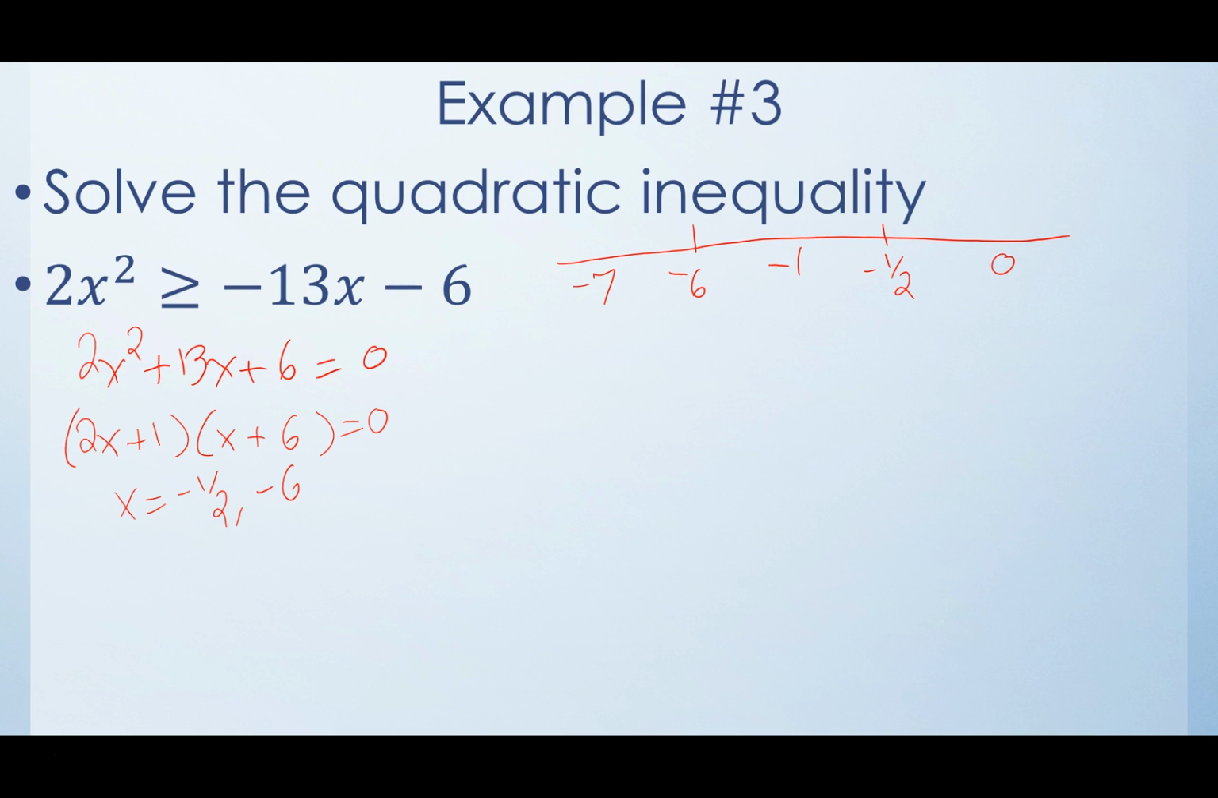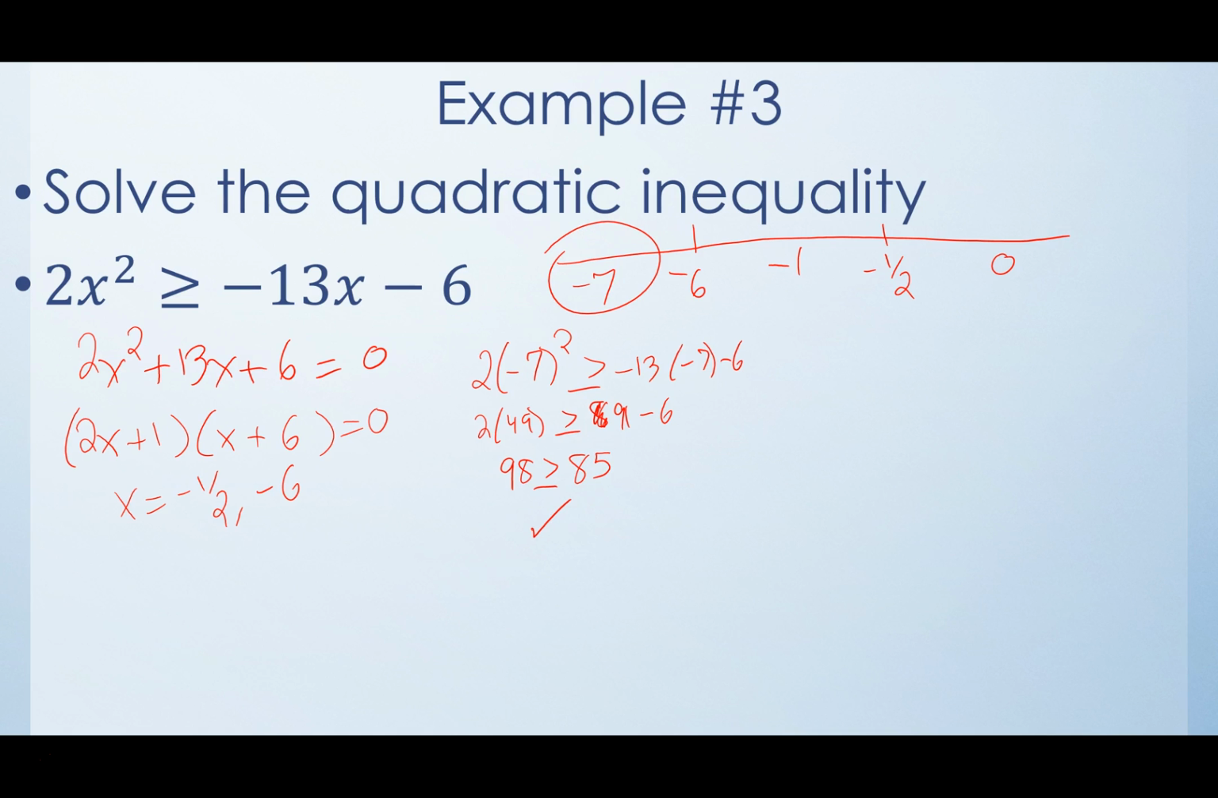Those are our three test values. So it'll be 2 times -7 squared greater than or equal to -13 times -7 minus 6. So 2 times 49 greater than or equal to 91 minus 6. We get 98 greater than or equal to 85. That is true. So the first part works.